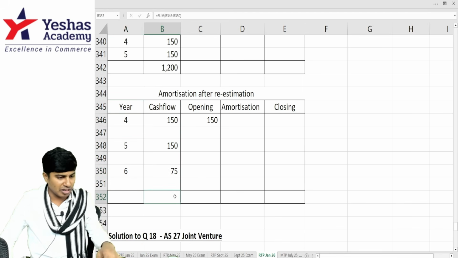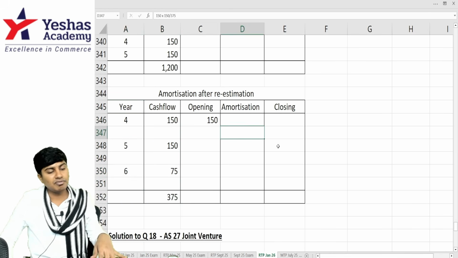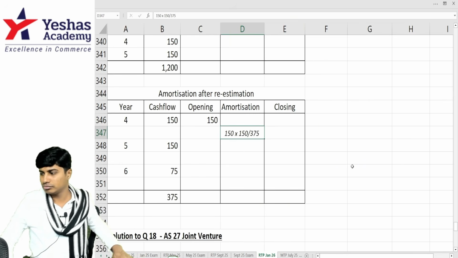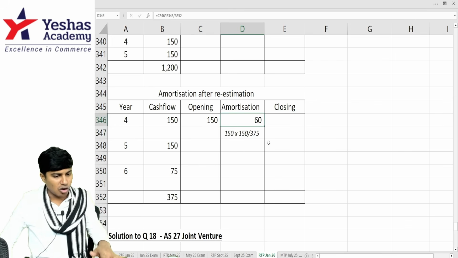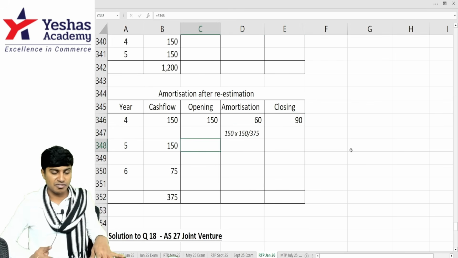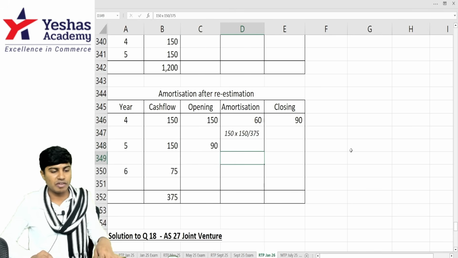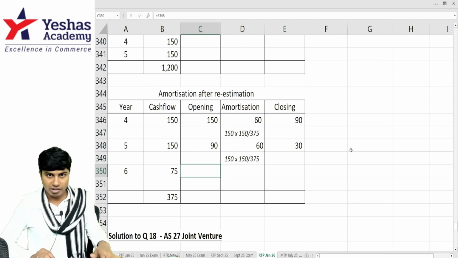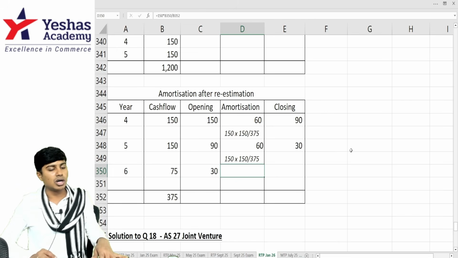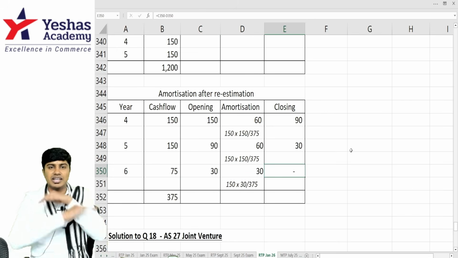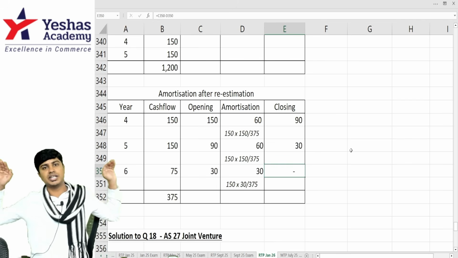This ratio 375 is the total. So I'll do 150 into 150 by 375, 60. Out of 150, if I amortize 60, I'm left with 90. Second, fifth year, I'll take 90. I'll again do 150 into 150 by 375, I'll get 60. And 30 will be the closing value. And I'll do 150 into 75 by 375, which is 30. And the asset is fully amortized.